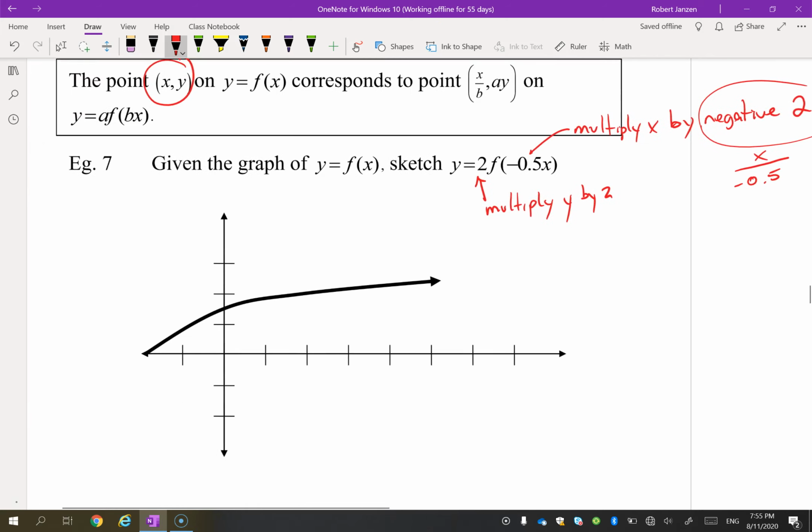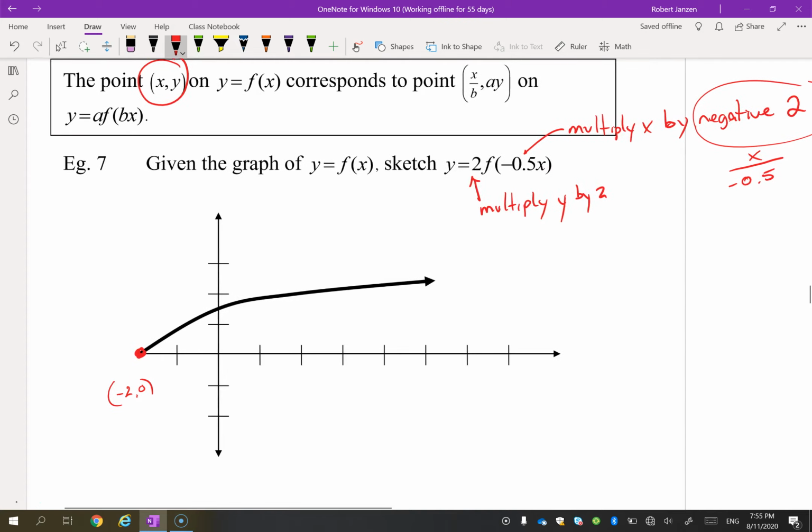Okay, so let's try that. I'm not sure if we want to do this in one step. You can, but you might want to do them one at a time. Okay, let's see if we can do it in one step. So we'll take this point here. What is this point? This point is negative 2, 0. What are you going to do to the y? You're going to multiply it by 2. What's the y? It's 0. That stays. You're going to multiply the x by negative 2, so it becomes positive 4. Okay, so that's that point.